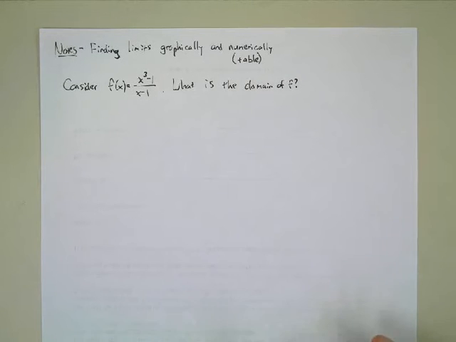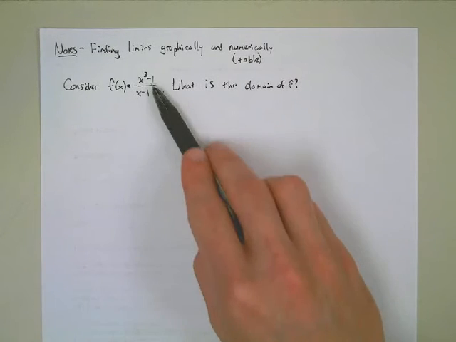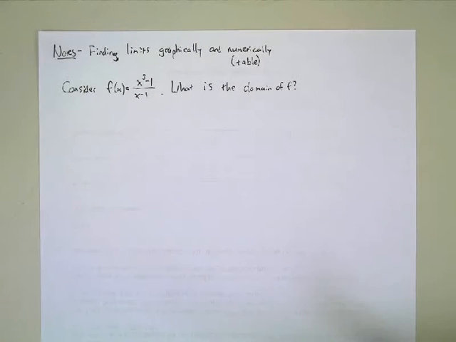So again, consider that function, f of x equals x cubed minus 1 all over x minus 1. What is the domain of f? So we have to think about our domain restrictions, right? We want to know, all right, well, what can't x equal? So what are our two main domain restrictions we look for? Dividing by 0, which is denominator 0, or square root of a negative.